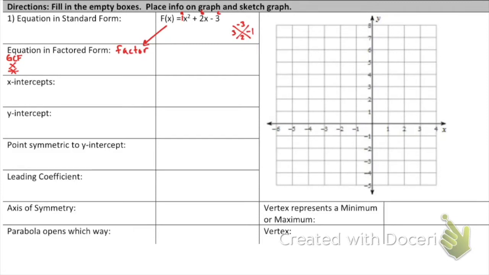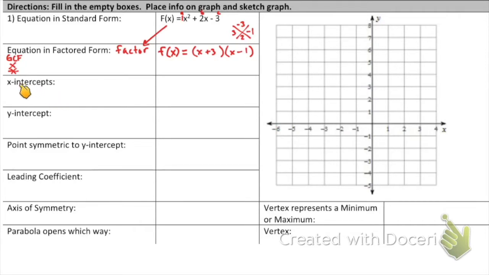Once you have this, we can go ahead and put it into factored form. So we have f of x, because it's still in function form, equals, and then we put it into factored form, which is going to be (x + 3)(x - 1). So now we have it in factored form. We are done with that second question.